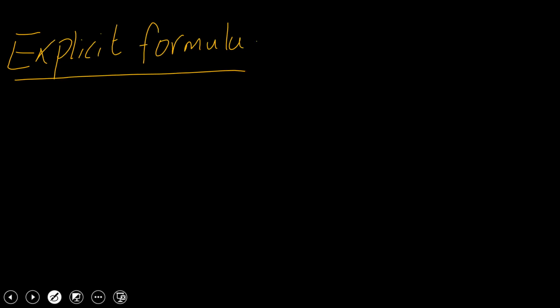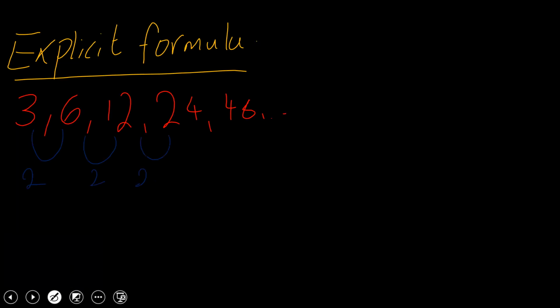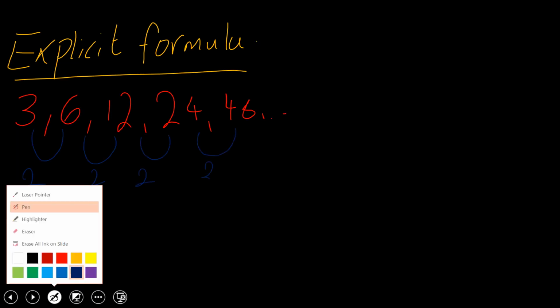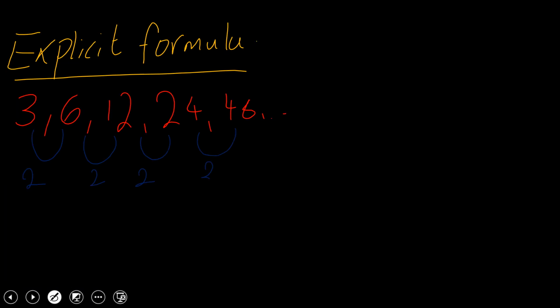Here now, let's have the same example: 3, 6, 12, 24, 48, and so on. Here also, as we said, we have a common ratio of 2. Now, if I want to find the second term, what do I have to do? I have to multiply the first term by r. Is it right?